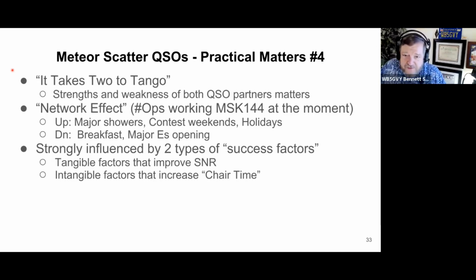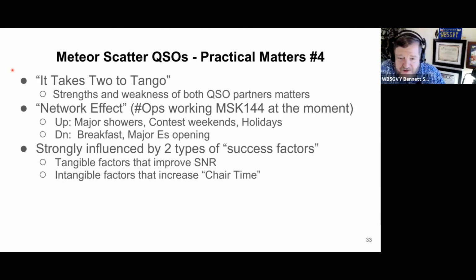Of course, this is true for all amateur radio modes, that sometimes it's the other station that's doing the heavy lifting, if you will. And that's probably the case for the 15 states I've worked, because my station is so modest, and we'll get into what a more serious station looks like. So the strengths and weaknesses of both QSO partners matter in everything that we're going to discuss here.